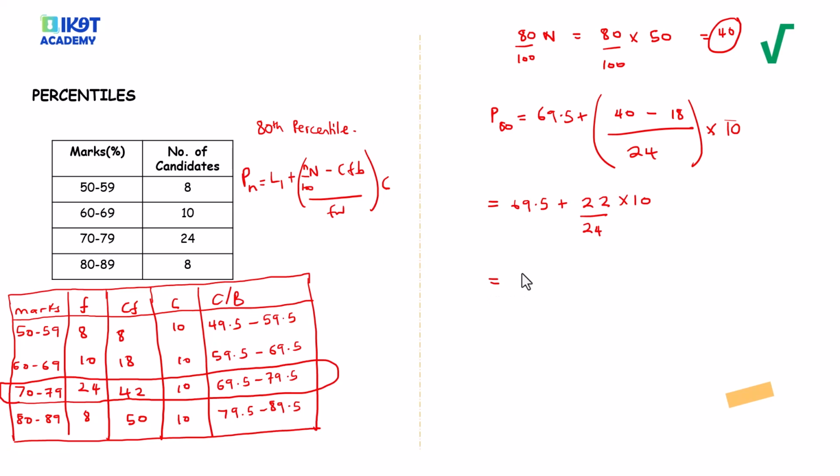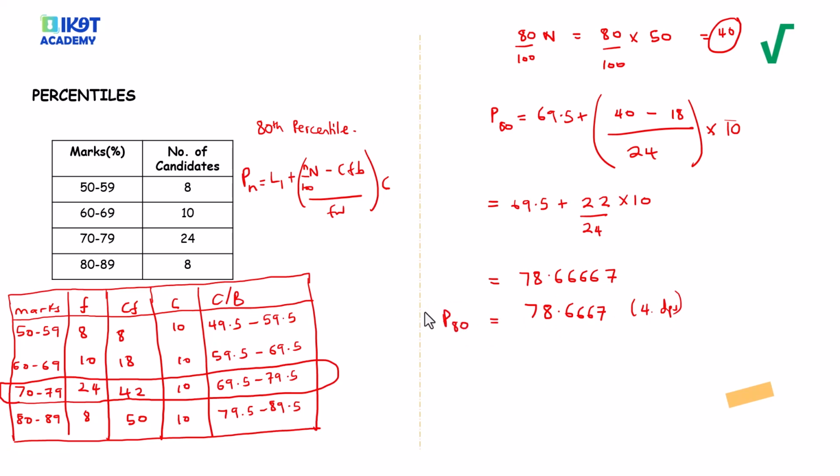Now we have 78.6666. I always try to round off to a greater number of decimal places, then I can give my final answer to 4 decimal places. So this is the 80th percentile.